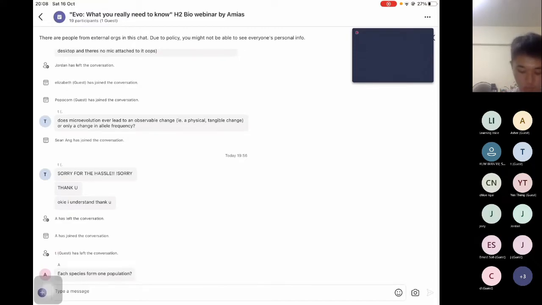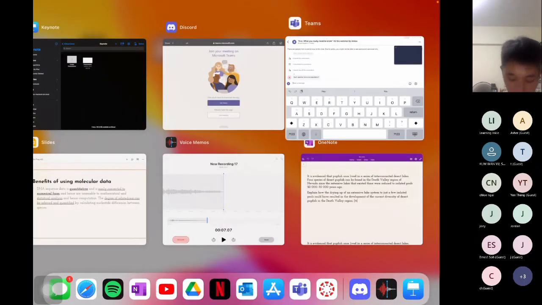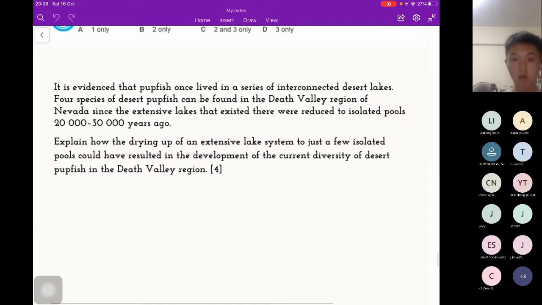Each species from one population. What do you mean? No, the question is, what has led to the disruption of gene flow? Can you answer that question? Does anyone know? What part of this question states that there has been disruption of gene flow? Just unmute yourself and say. Anyone want to say anything?